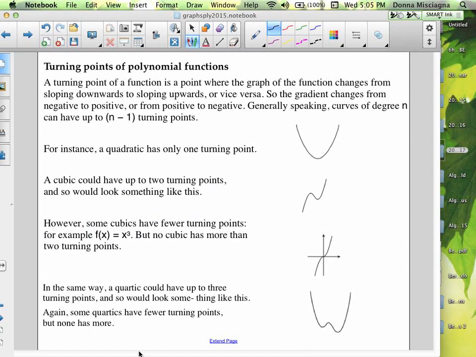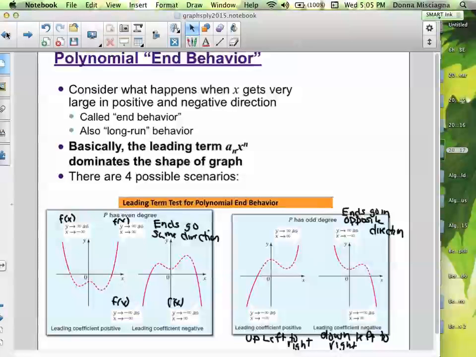Whoops, how did that happen? My page just turned. I don't know if I hit something? I don't know. I must have hit something.